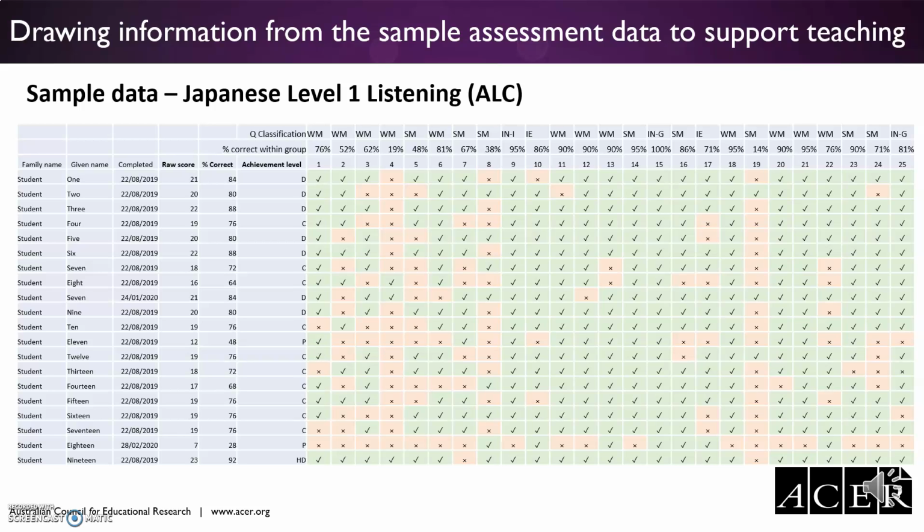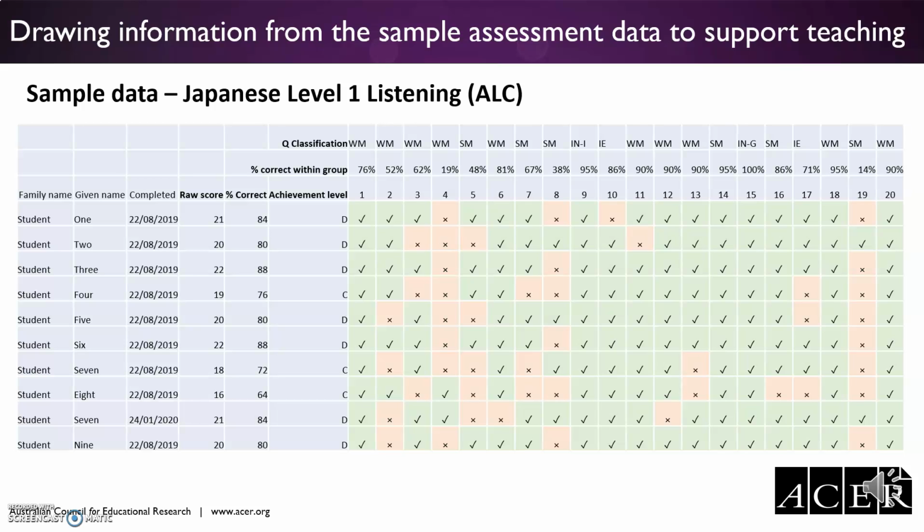What we have here is a sample data of 19 students taken from the ALC. I'll just give you a moment to digest this information. These students did the ALC Japanese listening test. Student 7 did the assessment twice. Raw scores are shown out of a total of 25 questions, as well as showing the percentage of the correct responses the student got and the achievement level. Let me zoom into the most relevant part of the sample data.